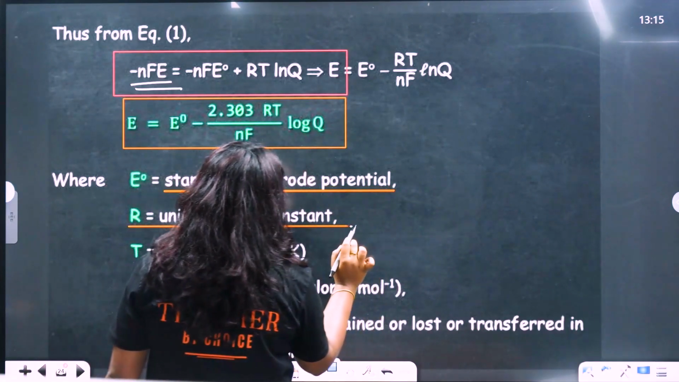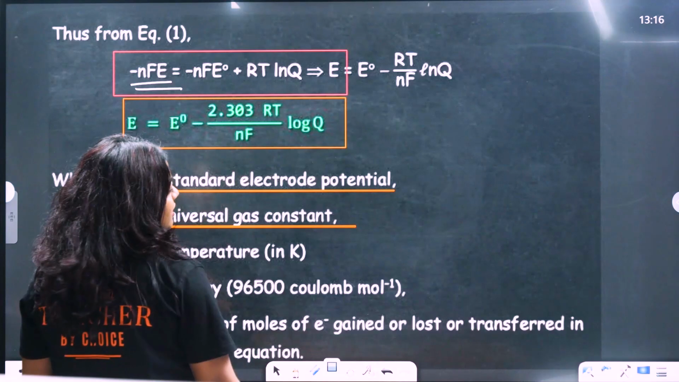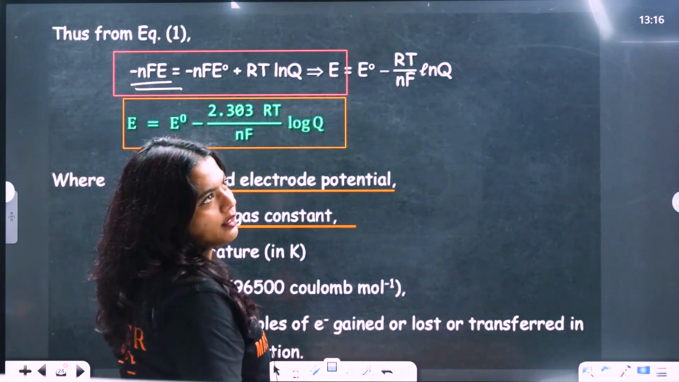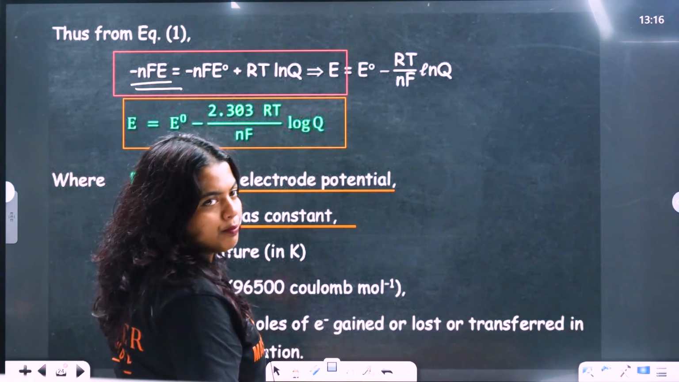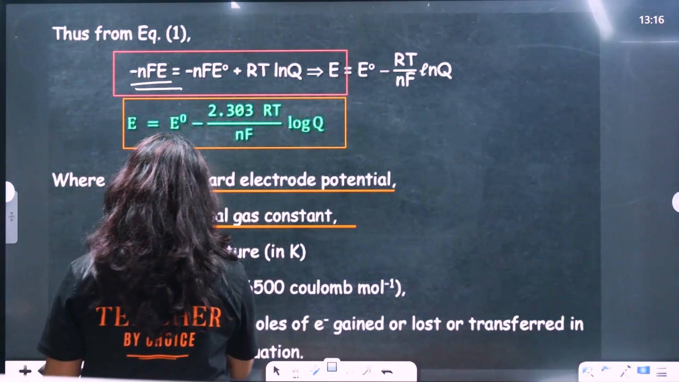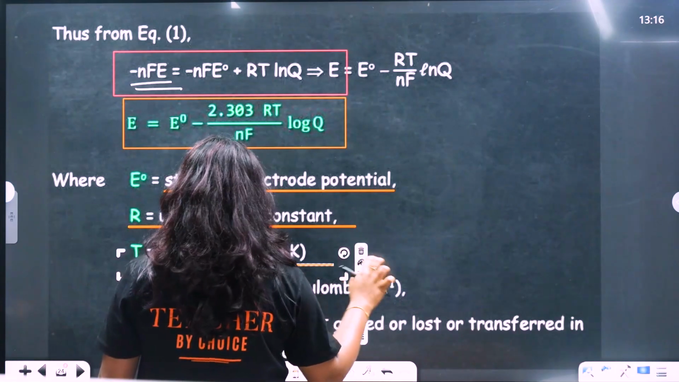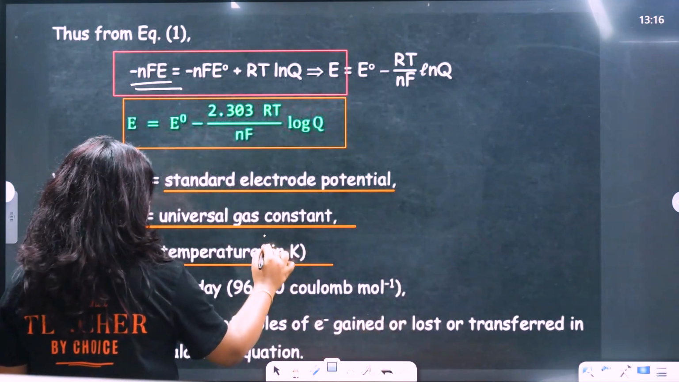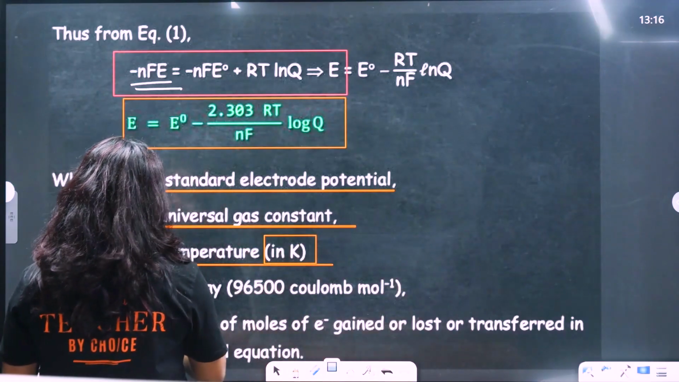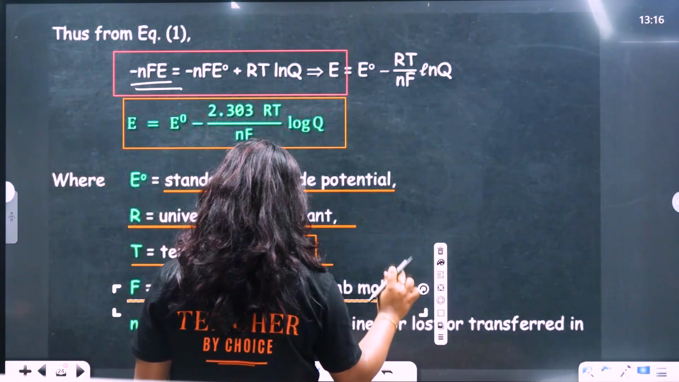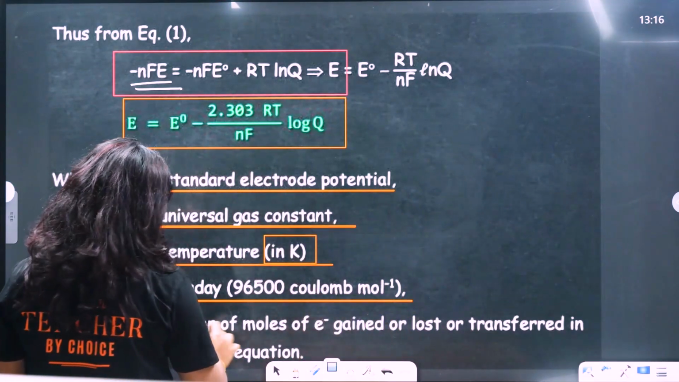R is the universal gas constant. We will take its value as we go, and we will discuss that during the questions. T is the temperature, which is in Kelvin. This is also important, it is in Kelvin. F is the Faraday, 96500 coulomb.